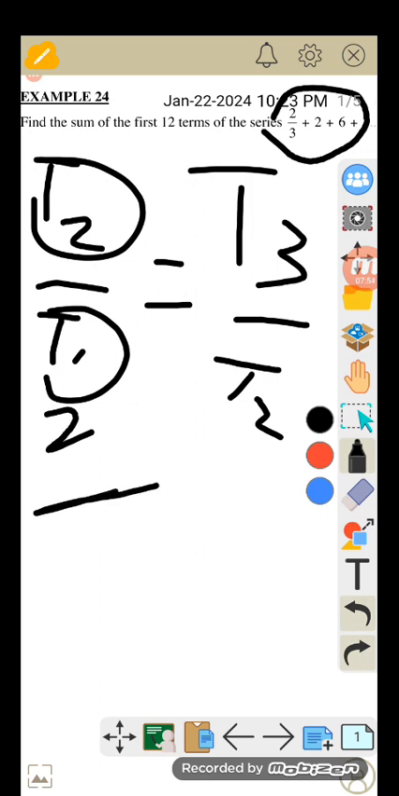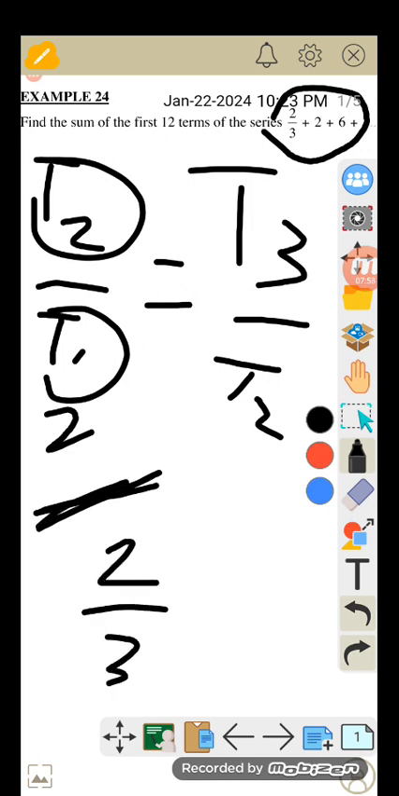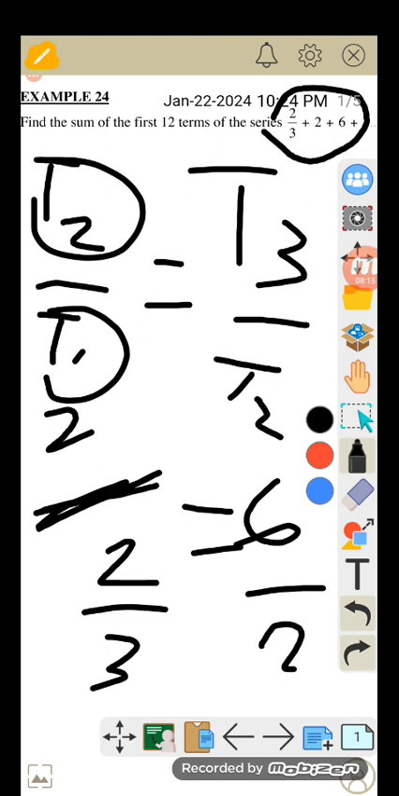I'm just going to say 2 divided by 2/3. Just like that. This, guys, you see? It is equals to what? My T3 is 6, which is my third term. My T2 is 2, which is my second term. I'm going to put 2 here.